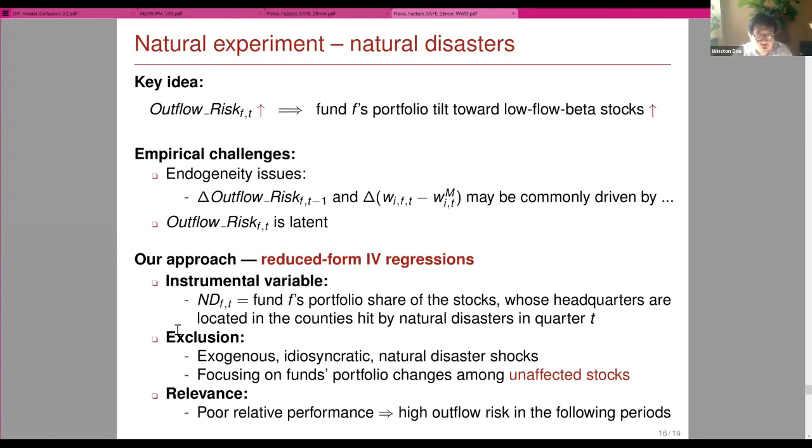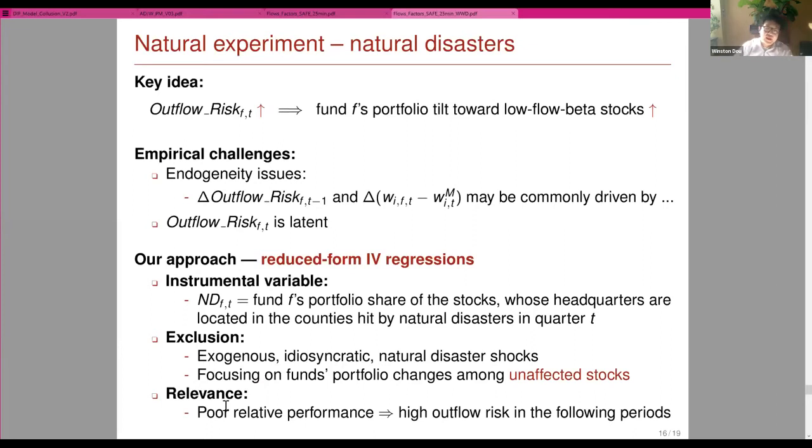And we need to argue for the exclusion condition. One advantage of such shocks is that they are exogenous and idiosyncratic natural disaster shocks. But it's not enough. Further, as you'll see later in our analysis, we focus on fund portfolio changes among unaffected stocks. We even remove the affected stocks' suppliers and customers to isolate this potential spillover effect. So hopefully we can convince you about the exclusion condition and also the relevance.